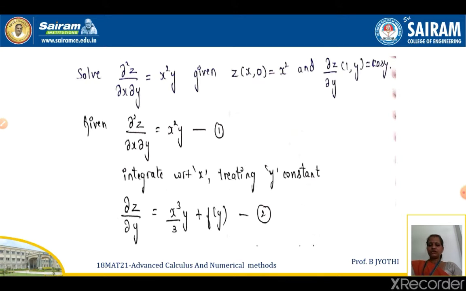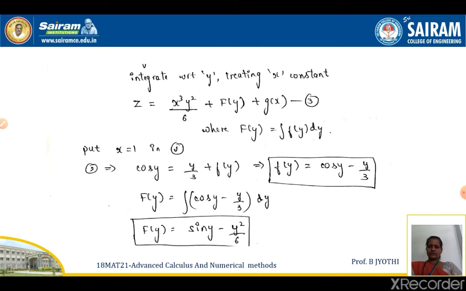To obtain those, we need to substitute the initial conditions, that is z(x, 0) is x² and ∂z/∂y(1, y) is equal to cos y. These are the two things we need to substitute so that we will be able to get the function of y as well as x. Now integrate with respect to y treating x as a constant. Then we will be getting z is equal to x³y² divided by 6.